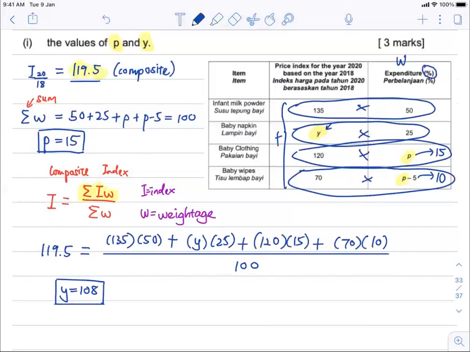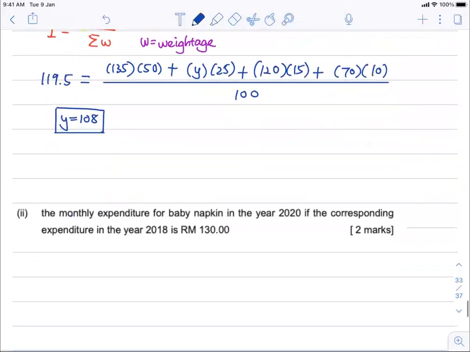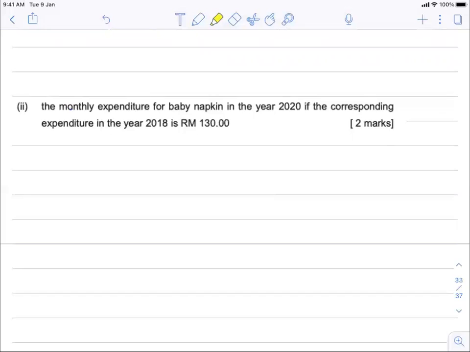Okay, now let's move on to part 2. Part 2, it told us the monthly expenditure for baby napkins in the year 2020 is what we want to find if the corresponding expenditure in year 2018 is 130. So the first part wants us to find price of baby napkin in 2020. This is baby napkin. If the corresponding expenditure 2018 is 130 from here.